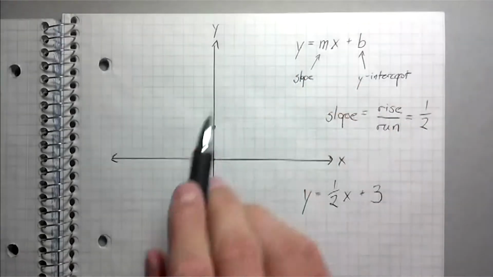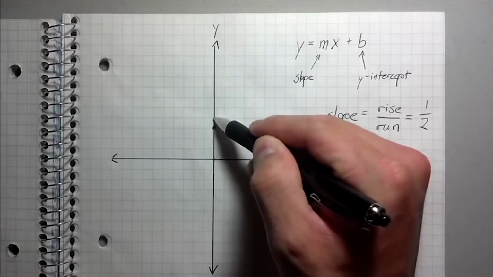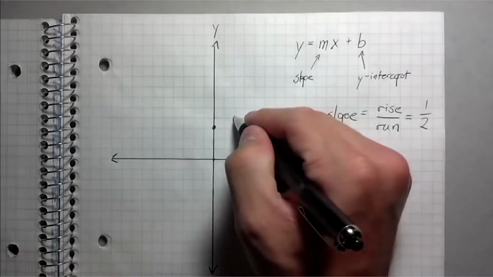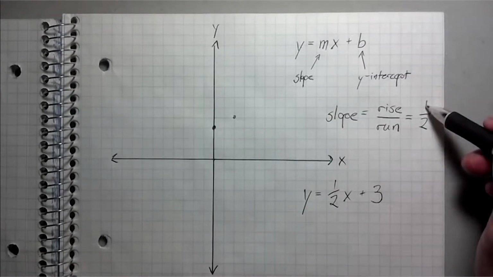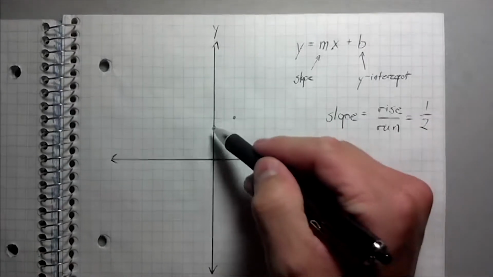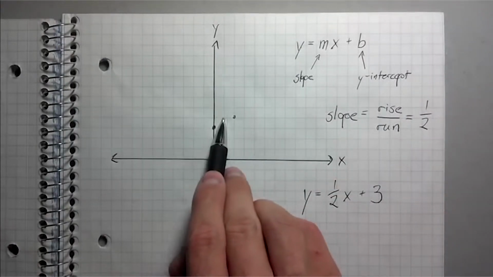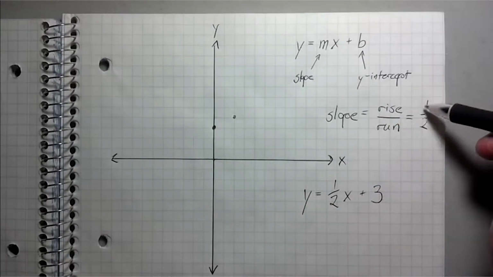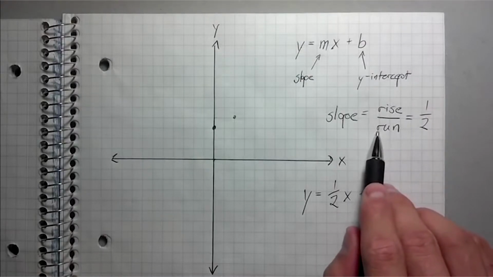So I put my pin on this dot, and I do a rise of positive 1, so I go upward 1. And then I go a run of 2, so I go up 1 over 2. Boom. The reason I went up and right is because this is a positive number and this is a positive number. Positive 1 means up, negative 1 means down. Positive 2 would mean right, like we did, and negative 2 would mean left. That's very important. In terms of rise, positive means up and negative means down. In terms of run, positive means right and negative means left.